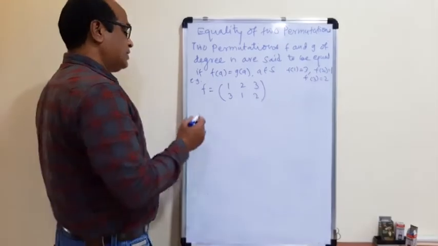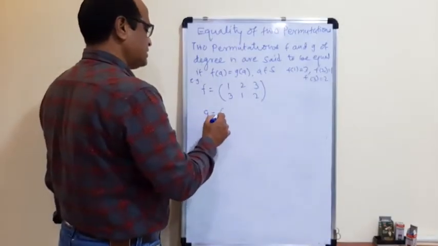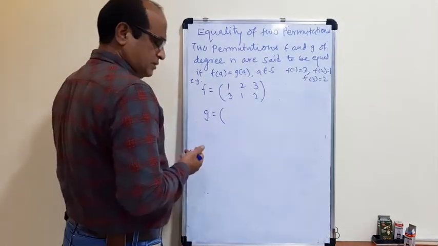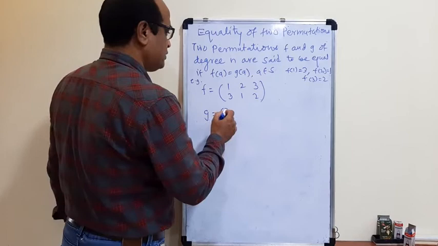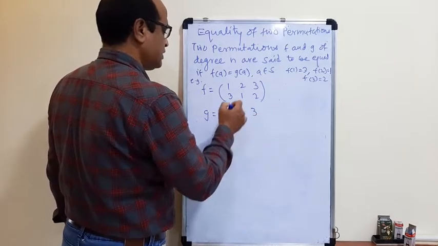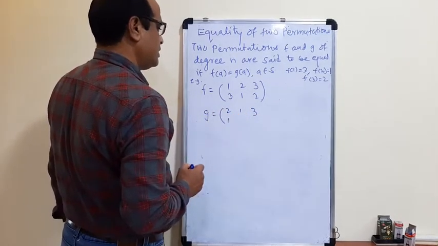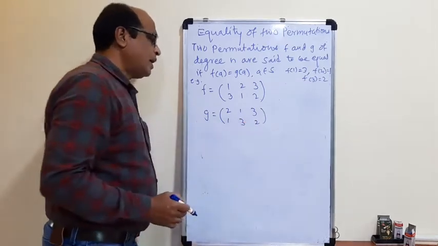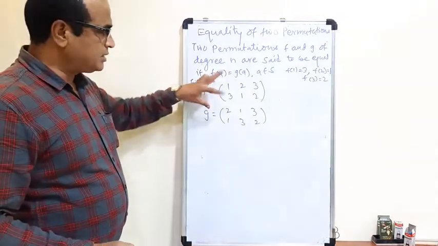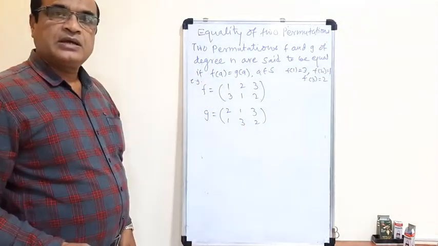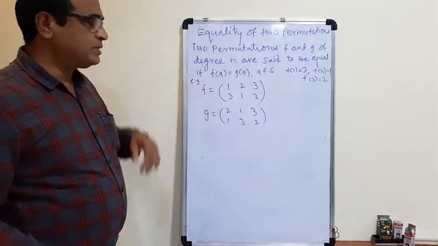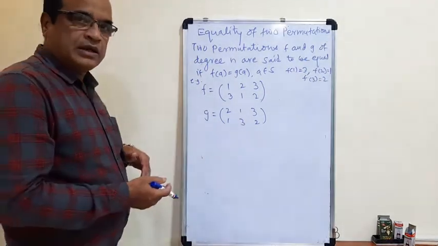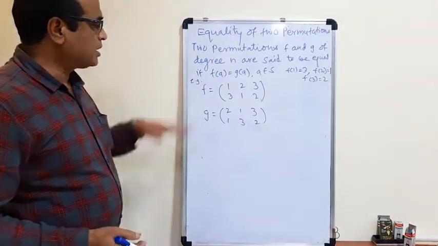Okay. So what is G? Another permutation. So that is when two permutations are equal. Something like (1 2 3 / 2 1 3), so that is 1, then 3 and 2. So F and G are two permutations. Are the two permutations equal? So this is one permutation, this is another permutation. Are they equal or not? Because they are equal.